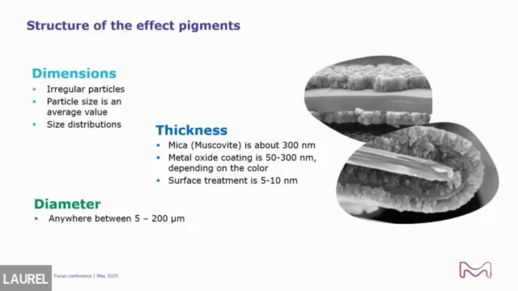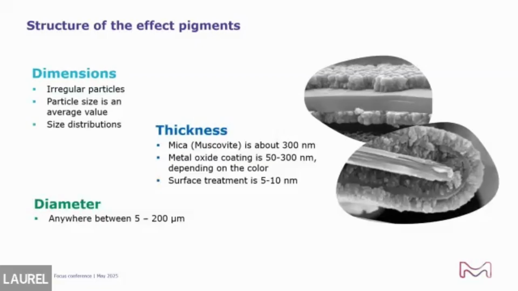And for mica, there's a thickness of the pigment. Mica is about 300 nanometers. The metal oxide layer is somewhere between 50 to 300, depending on the color. The thinner layer is your pearl color. When we increase the thickness of the metal oxide, it becomes your gold, and the thickest one is your green. Those are the titanium dioxide coated mica.